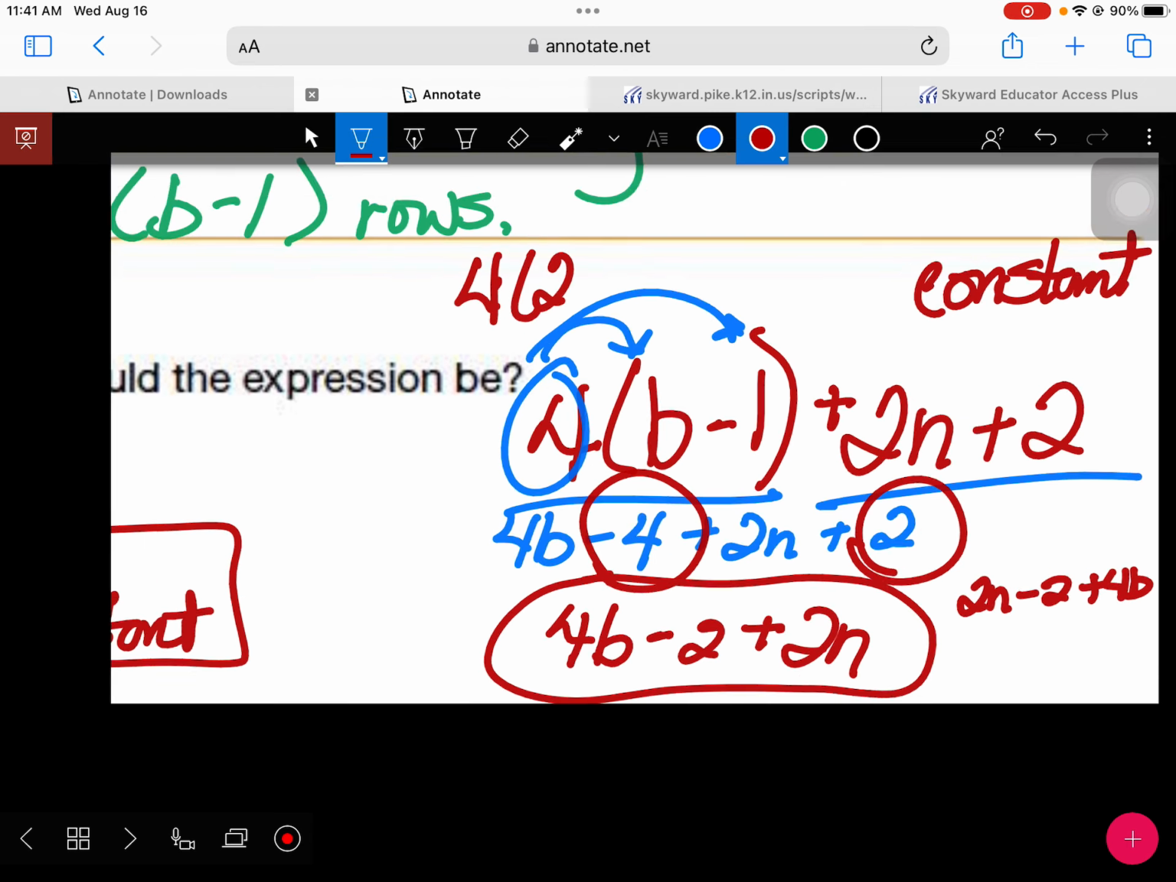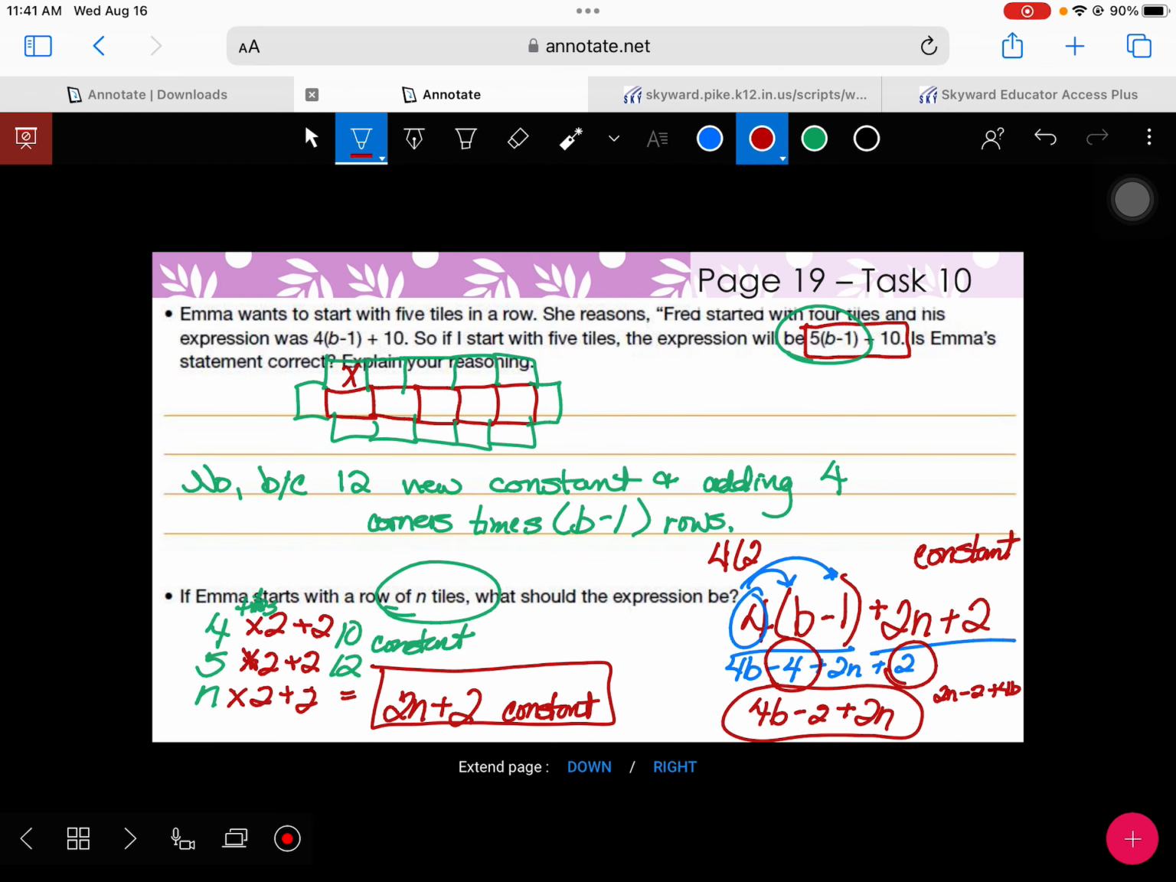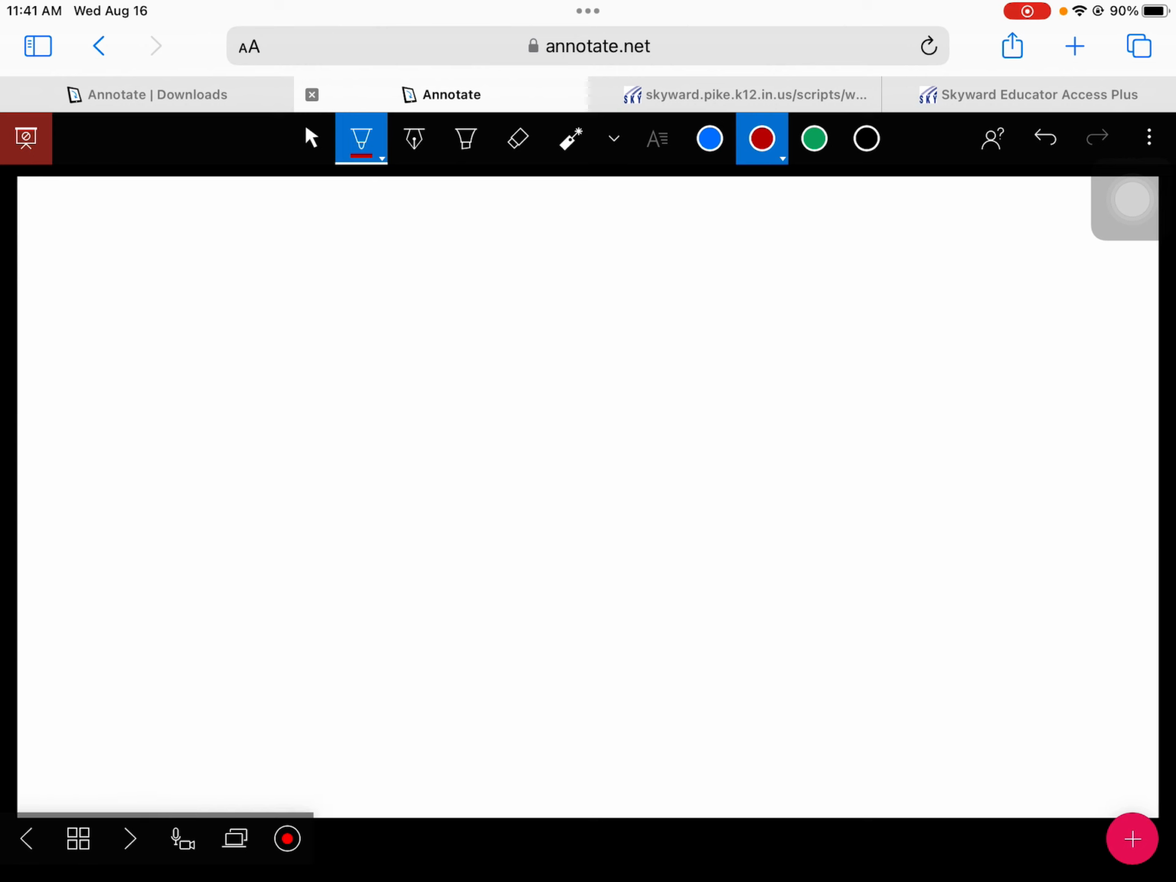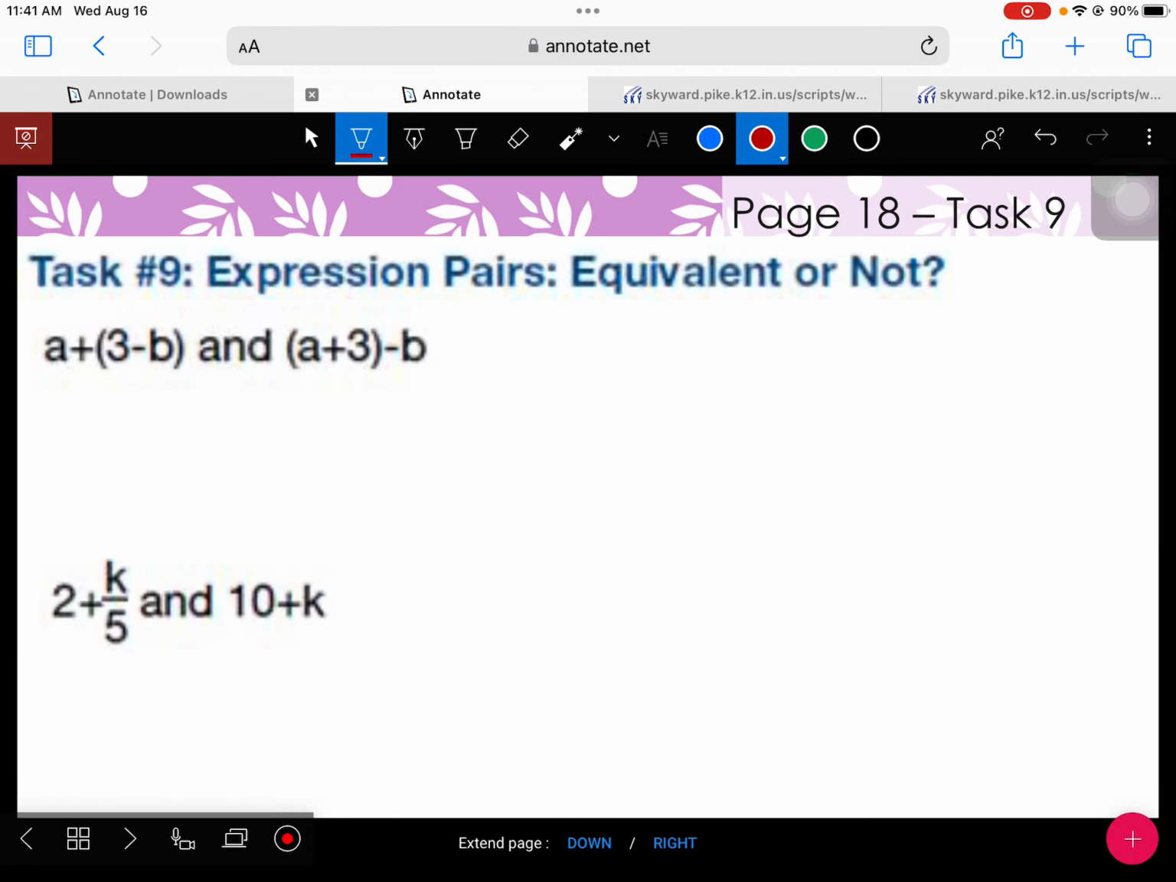Okay? All right. Now that your brain is fried, let's go to page 18. I think you'll find these a little bit easier. We are only doing the top 4. So here we're trying to figure out, on page 18, are these two expressions equivalent or not? So I want you to take about 4 minutes and figure out, are they equivalent or not? Probably less than 4 minutes.